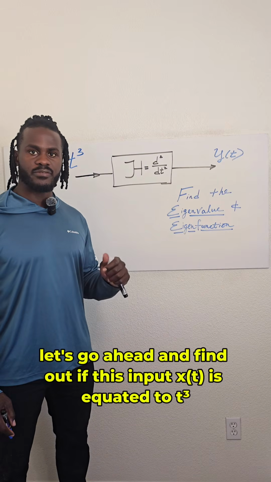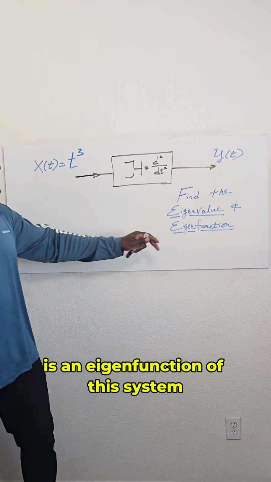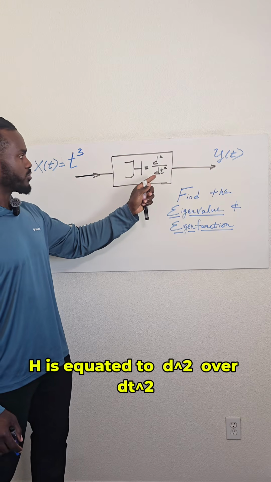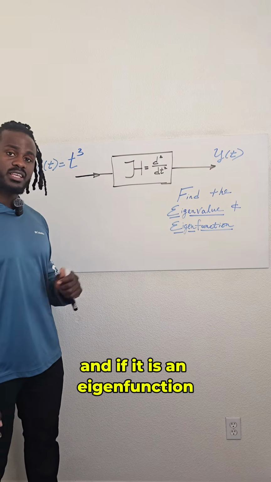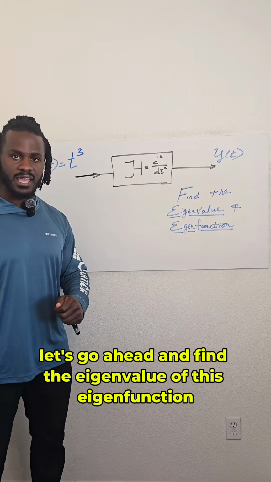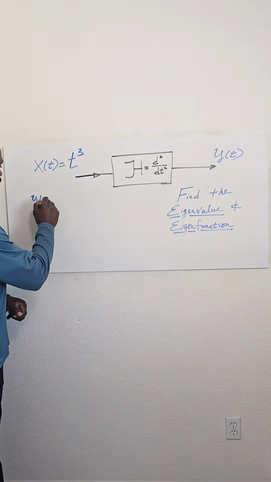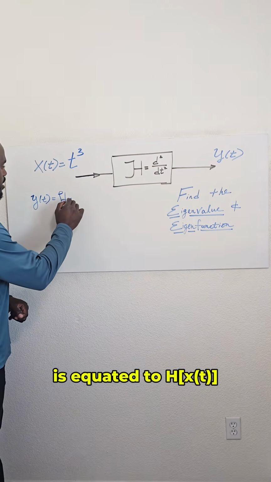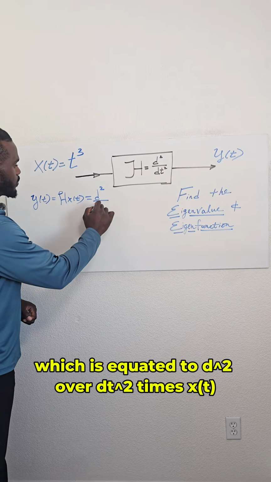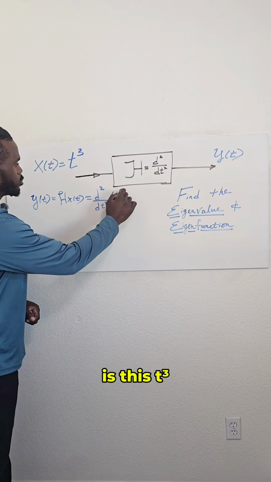Okay, let's go ahead and find out if this input x of t, which is equal to t cubed, is an eigenfunction of this system h, which is equal to d squared over dt squared. And if it is an eigenfunction, let's go ahead and find the eigenvalue of this eigenfunction. So what I can say is that y of t is equal to h of x of t, which is equal to d squared over dt squared times x of t, which is this t cubed.